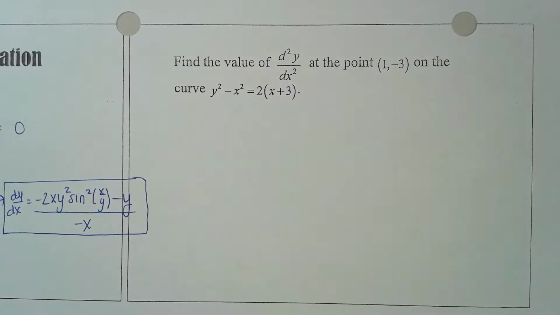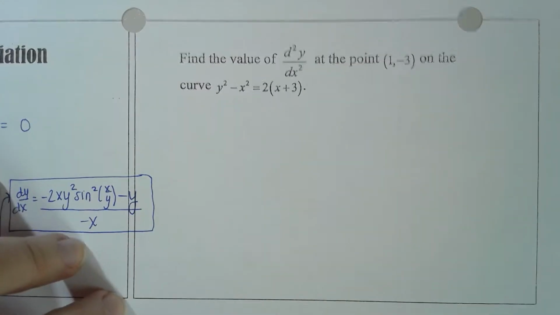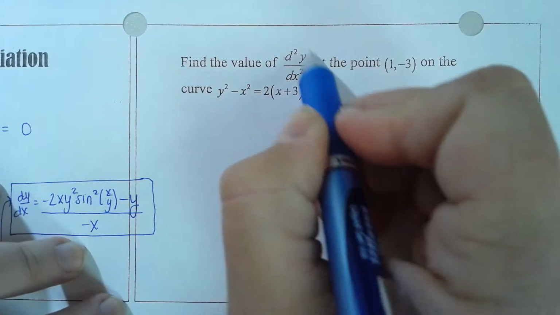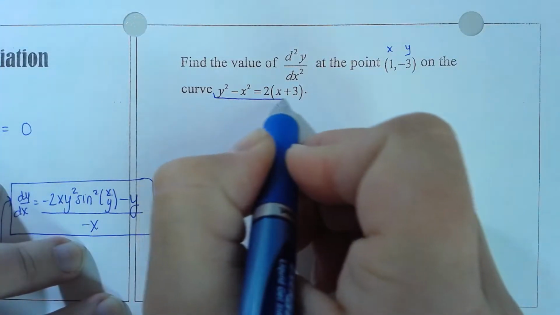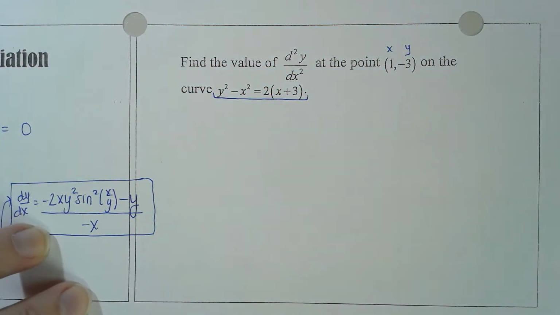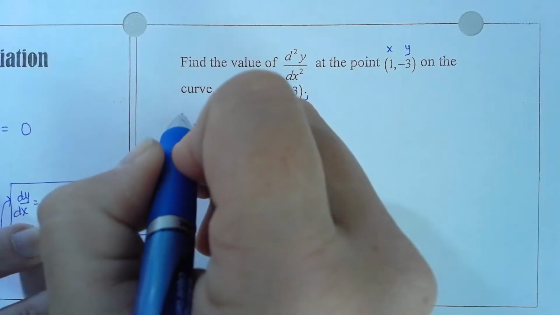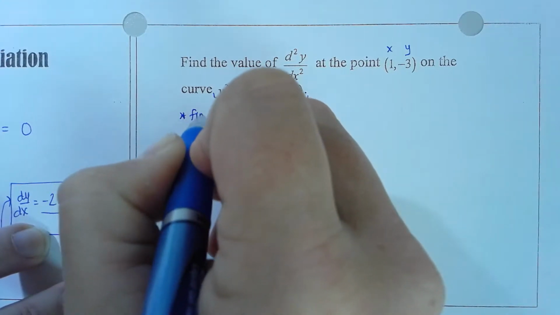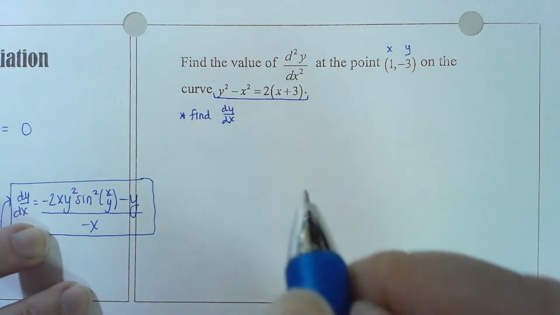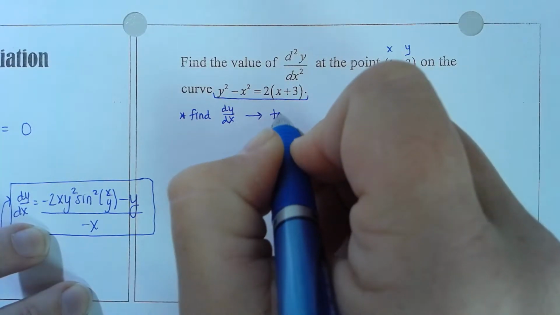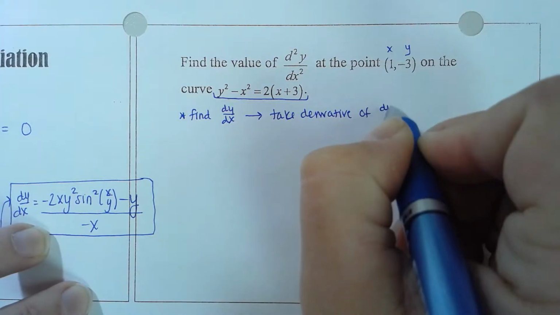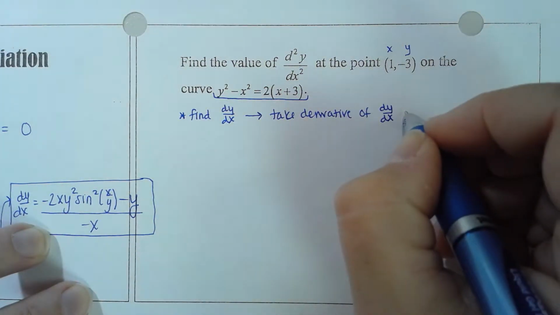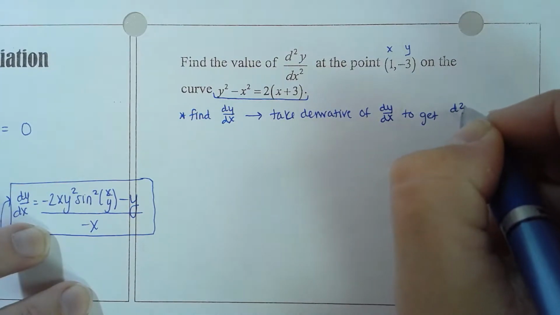This is a little bit different than what we were doing yesterday. It says find the value of the second derivative at the point when x is 1 and y is negative 3 on this curve right here. So we know from our work with derivatives that if you want to find the second derivative, you need to find the first derivative. So we're going to find dy/dx. Then we're going to take the derivative of that to get the second derivative.